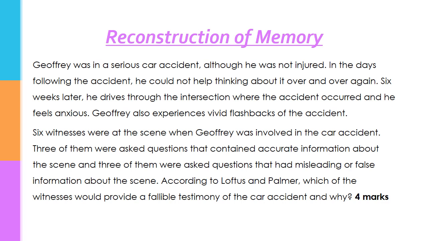6 witnesses were at the scene where Jeffrey was involved in the car accident. 3 of them were asked questions that contained accurate information about the scene, and 3 of them were asked questions that had misleading or false information. According to Loftus and Palmer, which of the witnesses would provide a fallible testimony of the car accident and why?